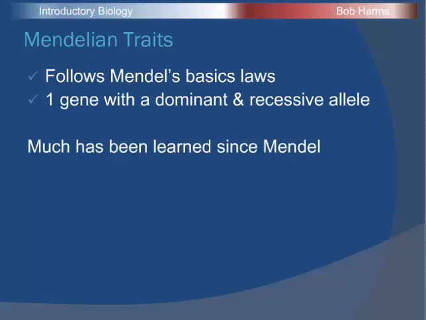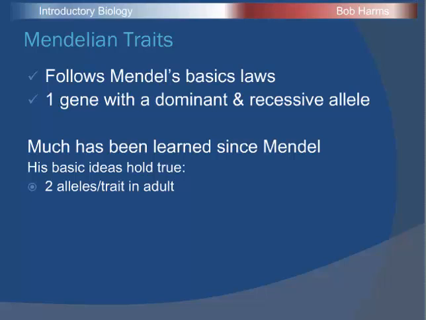As I just mentioned, much has been learned since Mendel, obviously in 150 plus years. Now we know his basic ideas hold true, that we've got two alleles for a trait in each adult. We've got one set of DNA from mom, one set from dad, and that when we make our gametes, that law of segregation tells us we're going to put one of those two versions of that gene into either an egg or a sperm cell.